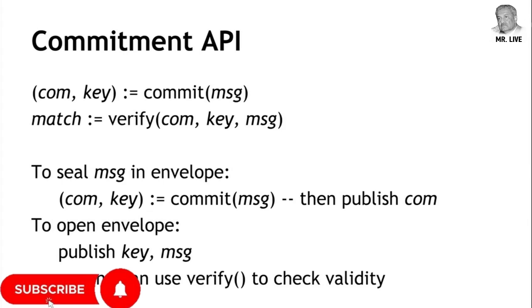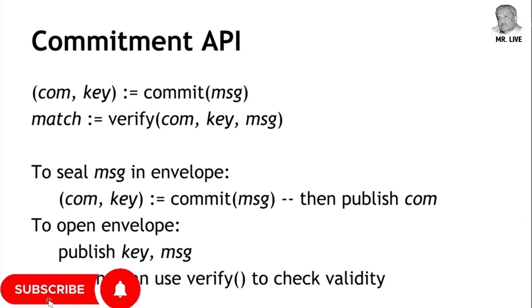Okay, now to seal a message in an envelope, what we do is we commit to the message, and that returns a commitment and a key, and then we publish the commitment. That's putting the envelope on the table. Now later, to open the envelope, what we're going to do is publish the key and the message that we committed to, and then anybody can use this verify call with the commitment that we published previously, and the key and message that we just announced, to check the validity of our opening the envelope.